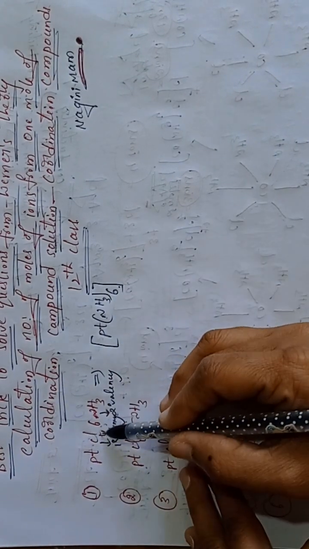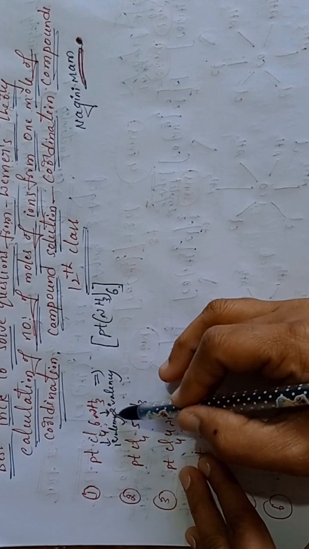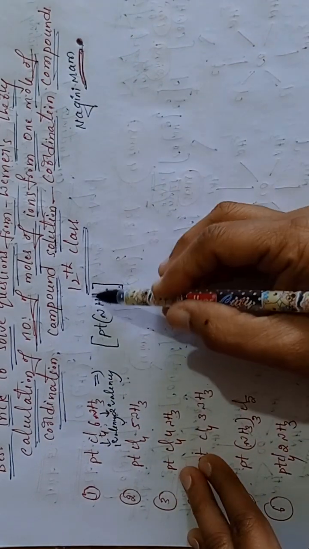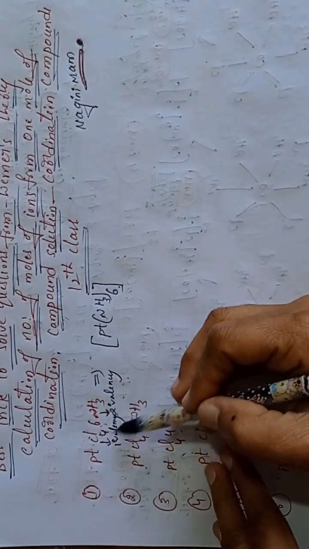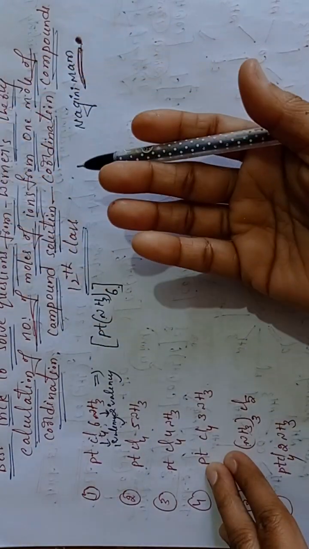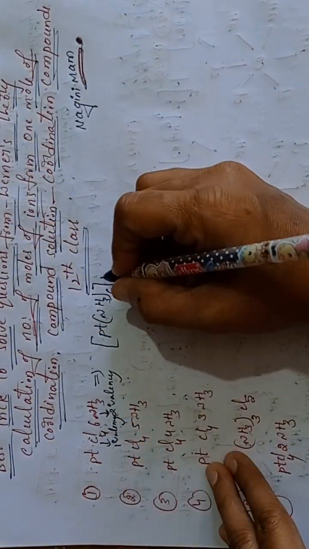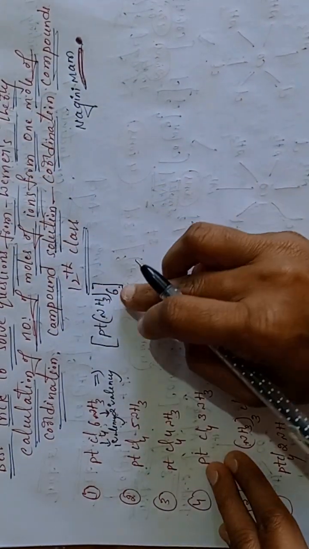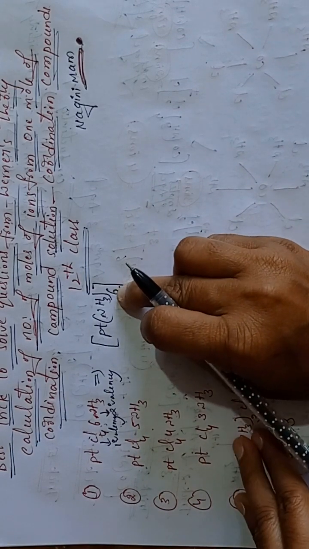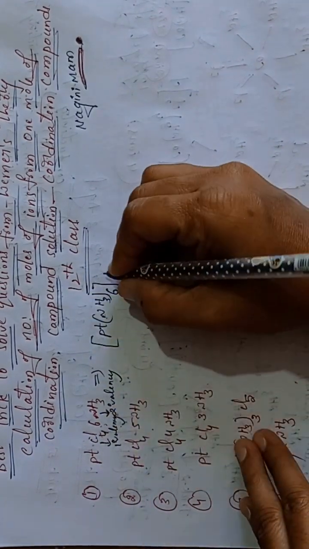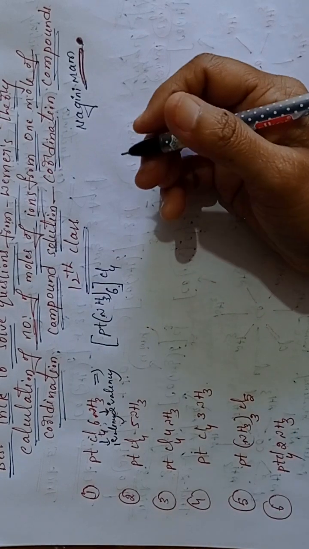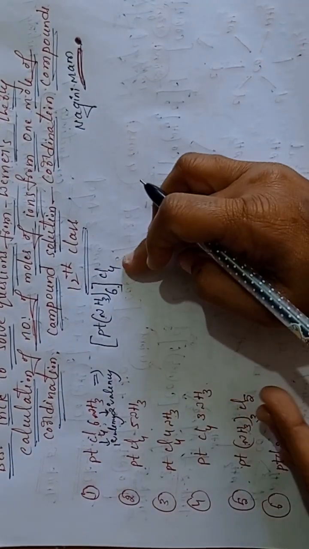Remaining how many ions are there? 4 chlorines are there. Secondary valencies you always write inside the square bracket, and primary valencies you write outside the square bracket. How many chlorines? 4 chlorines. Here coordination number 6 is already satisfied, so the remaining 4 chlorines I am taking outside. This is the formula of the coordination compound.